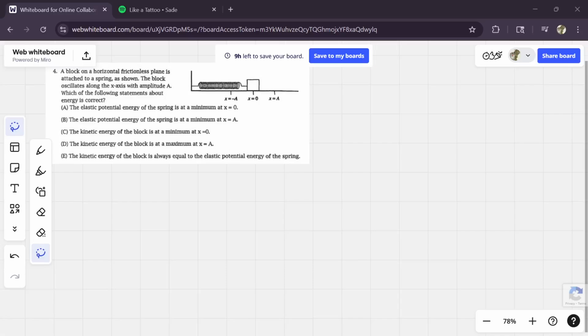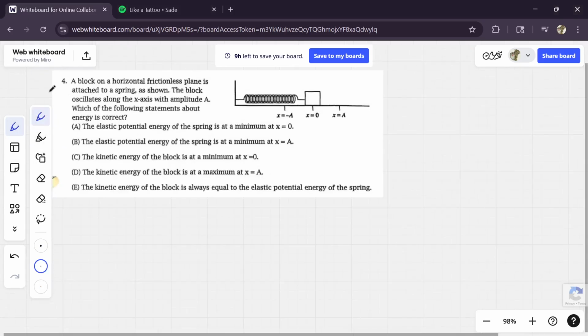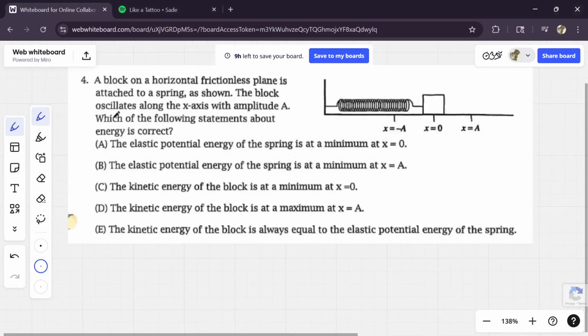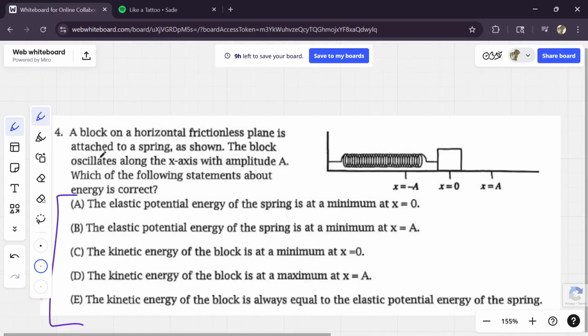Okay, this is the fourth question on the energy packet. This one's not too crazy. I mean, some of these answer choices, one of them in particular, is pretty whack, but otherwise, it's actually not that bad. So, what the question is stating is that the block is oscillating along this x-axis.